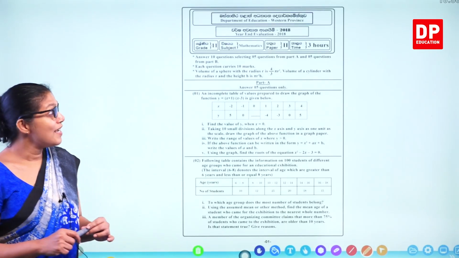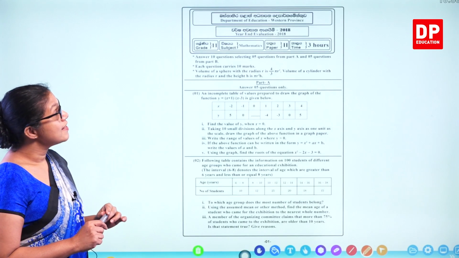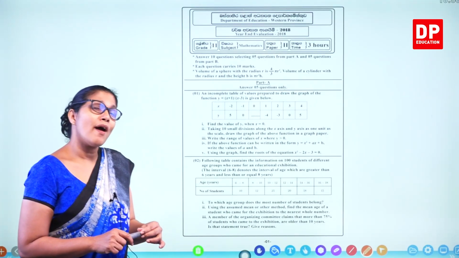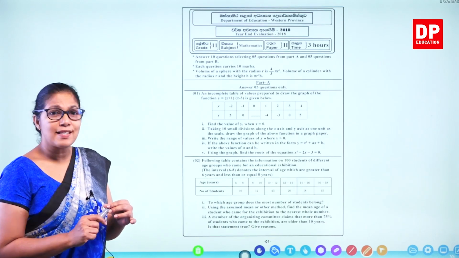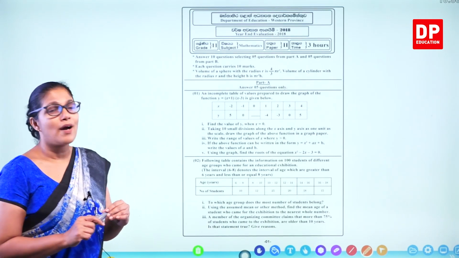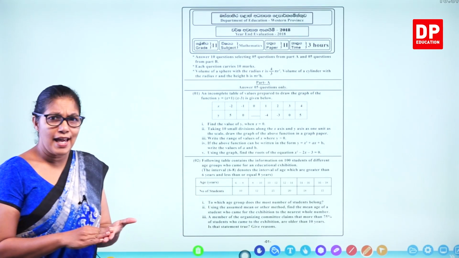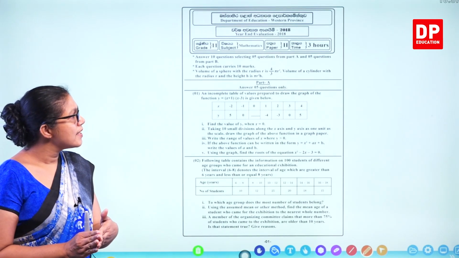Hello students, today I am going to do the second part of End of Evaluation, Department of Education, Western Province, paper 2. So this is a 3 hour paper. Part A you get 6 questions and you have to answer only 5 questions, and part B also you get 6 questions but you have to answer 5 questions. And 3 hours means part A 1.5 hours and part B 1.5 hours.